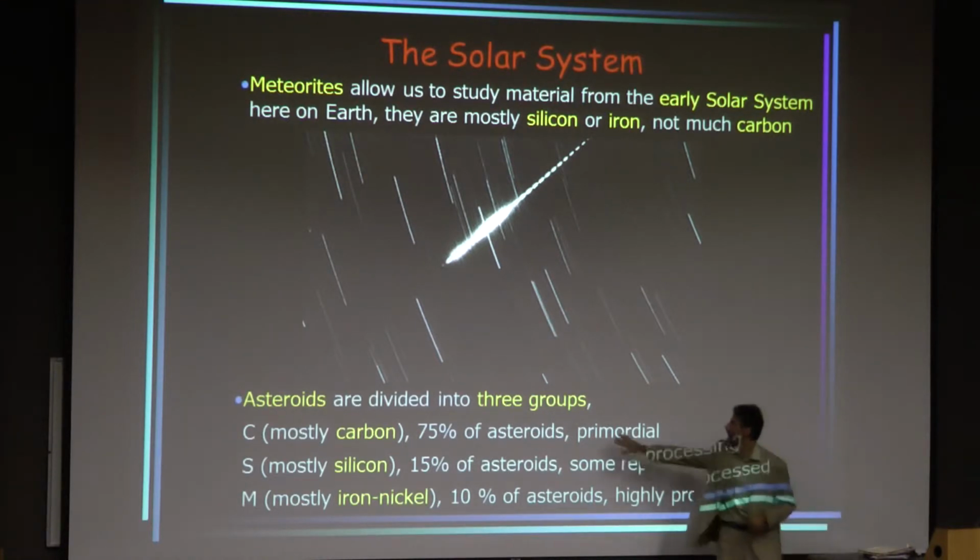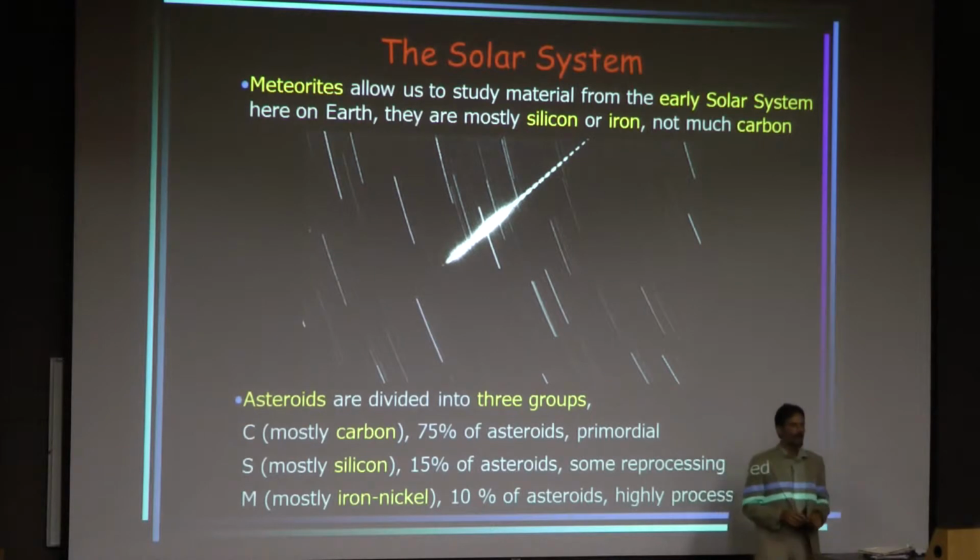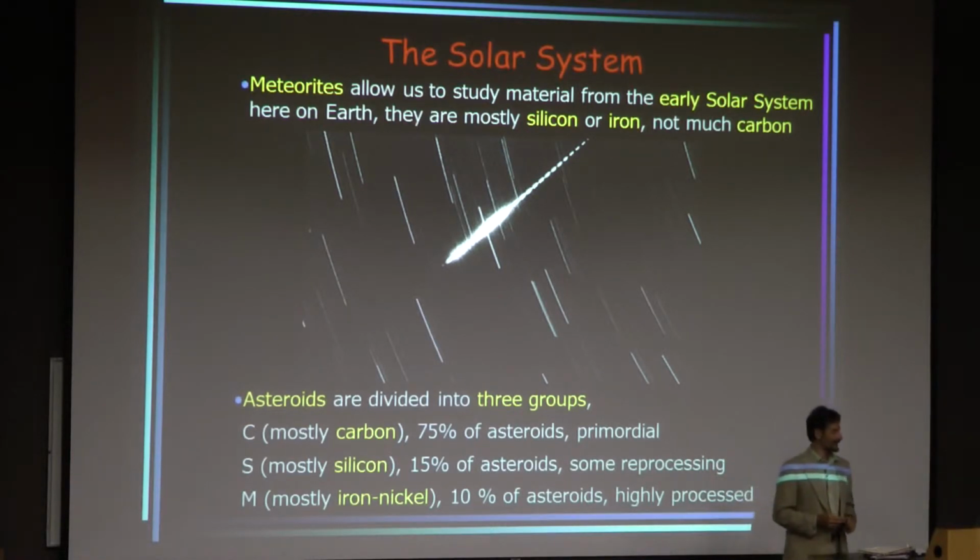So when you see a carbon-rich asteroid, it's quite primordial, as we say in the business. The silicon asteroids are rocky, stony bodies that have some reprocessing. They've probably come close enough to the sun for some chemical reactions to occur, driven by the solar heating, which has led them to become a little bit more like earthly rocks. And then we have the M, which are mostly iron nickel.